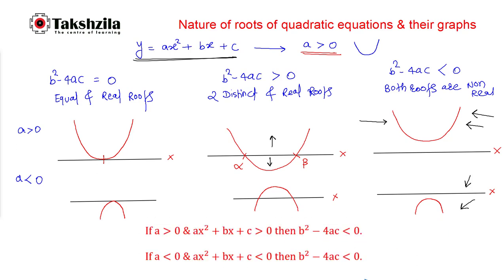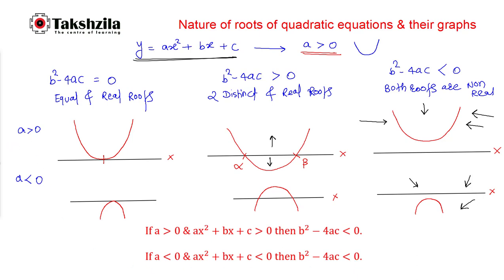If a is greater than 0, means we are talking about this particular case, and ax square plus bx plus c is greater than 0, then what we can conclude is the value of b square minus 4ac has to be less than 0. Similarly, if the value of a is less than 0 and ax square plus bx plus c is always negative, then the value of b square minus 4ac has to be less than 0.